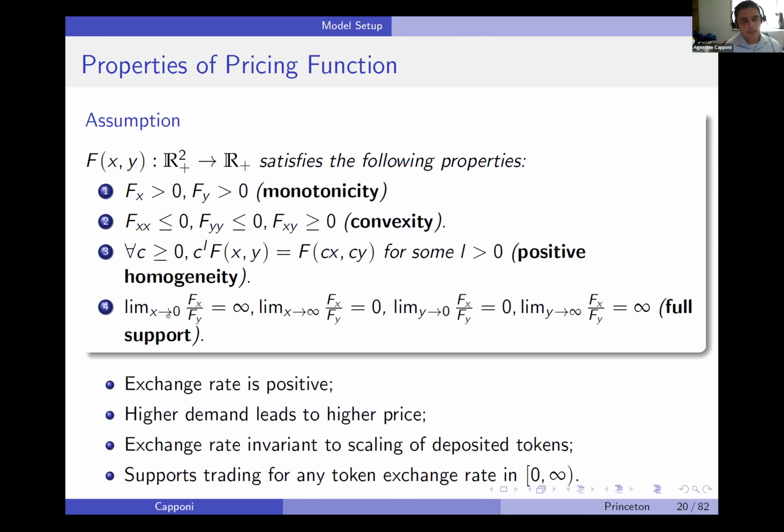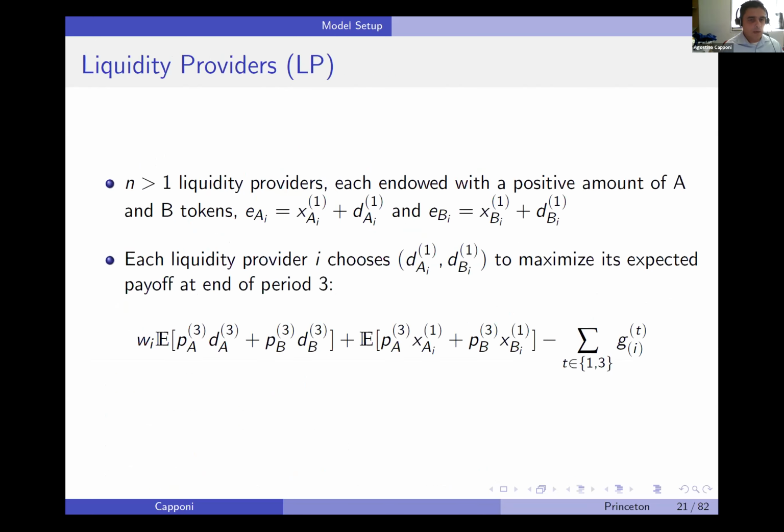So these assumptions are clearly always satisfied for most of the pricing functions that we see implemented by the vast majority of exchanges. So now let me discuss what happens to the liquidity providers. They come into the market and they want to decide how much to deposit and how much to take out. So E is the total amount of tokens that they have.